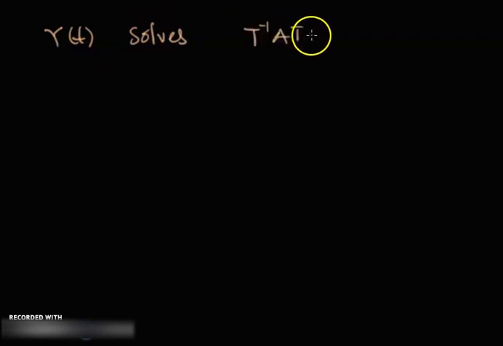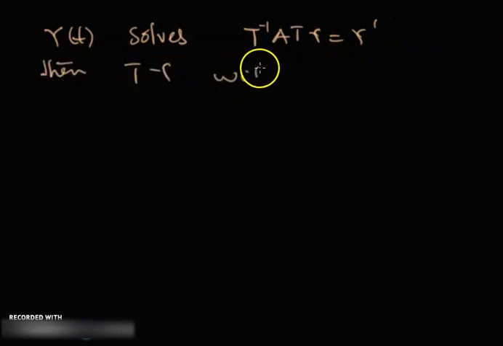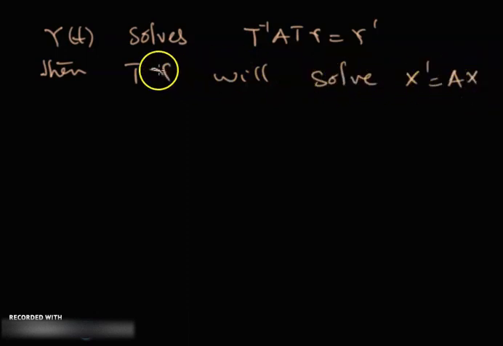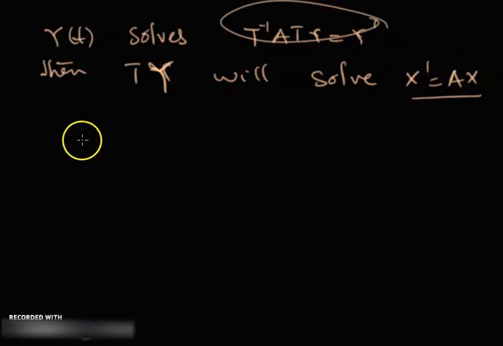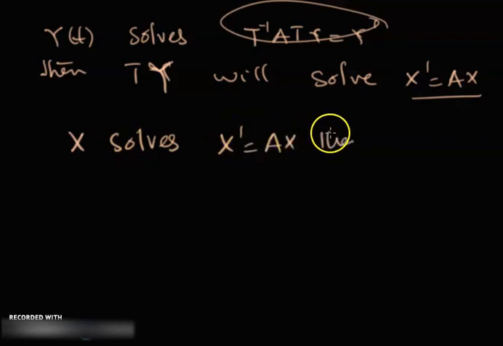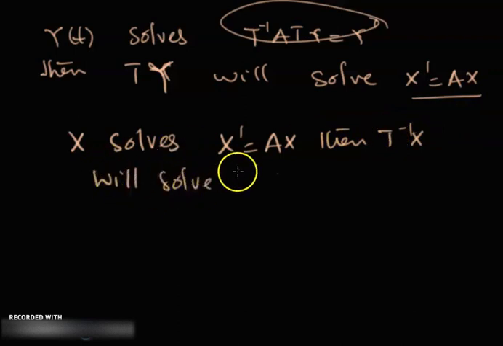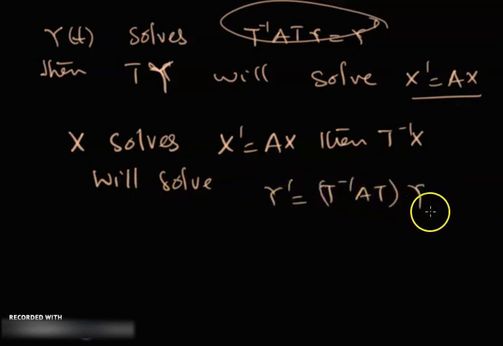Okay, so if y solves this, then Ty will solve this. This is T times y. Similarly, if x solves x prime equal to Ax, then T inverse x will solve y prime equal to T inverse A T y.